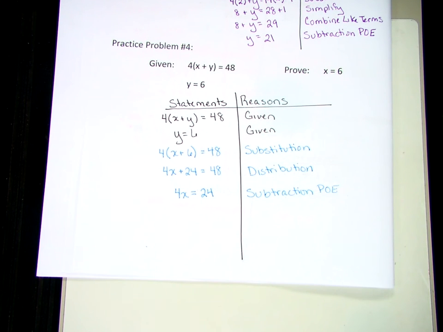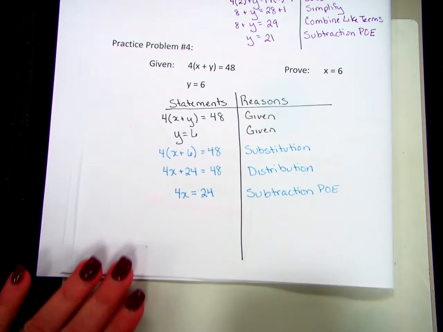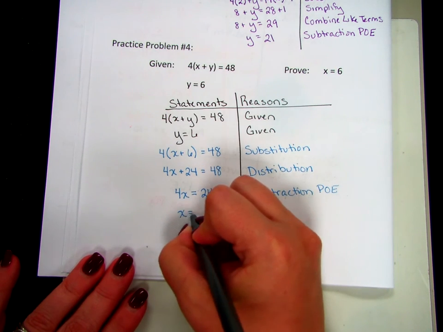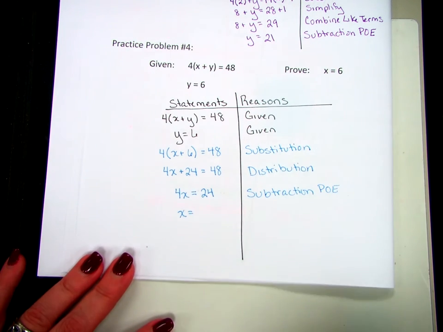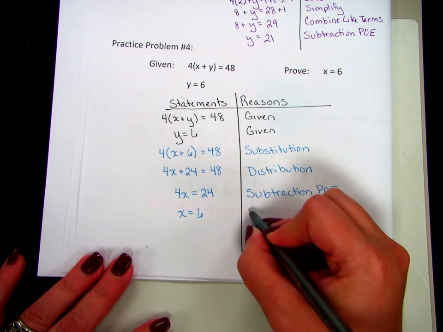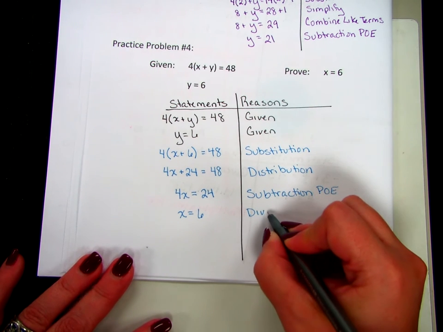All right, what am I going to do next? Divide by 4 on both sides. 4x divided by 4 is 1x. And 24 divided by 4 is 6. And that was the division property of equality.